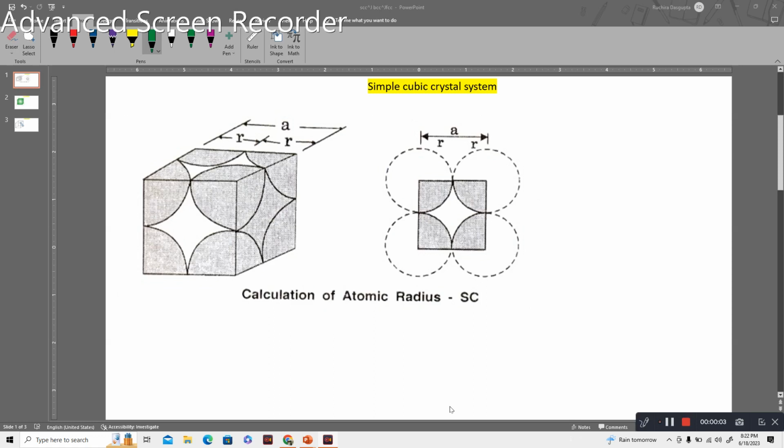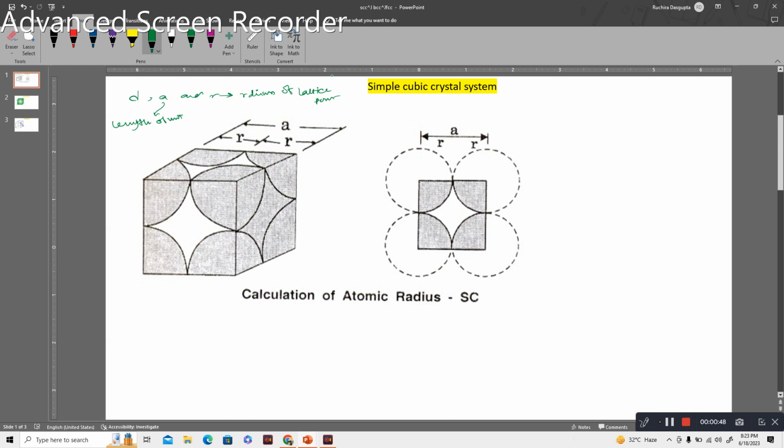We're going to discuss the simple cubic crystal system, to build up a relationship between D, A and R. R is the radius of the lattice point, atom or ion, whatever it is, and A is the length of the unit cell, as well as we can say that A is the cell constant. Here R is the radius of the lattice point, and A is the length of the unit cell.